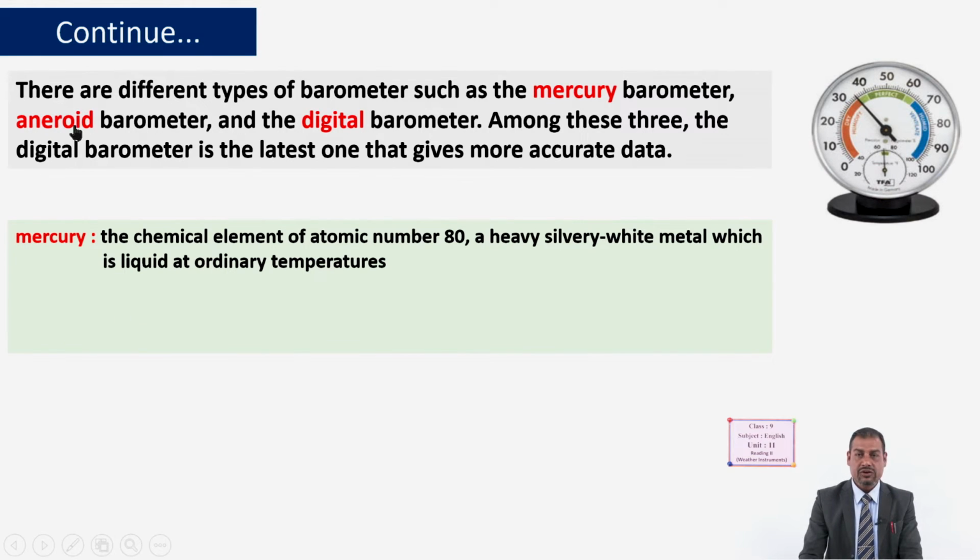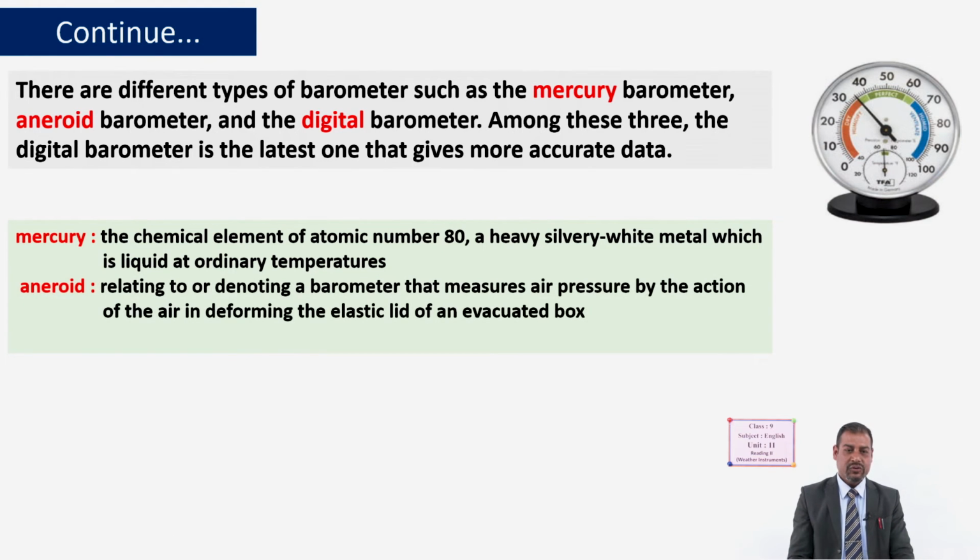Next one is aneroid. So what does it mean? Can you tell me? Okay, don't worry, I want to help you. Aneroid means relating to or denoting a barometer that measures air pressure by the action of the air in deforming the elastic lid of an evacuated box. Okay, write it down in your exercise book.